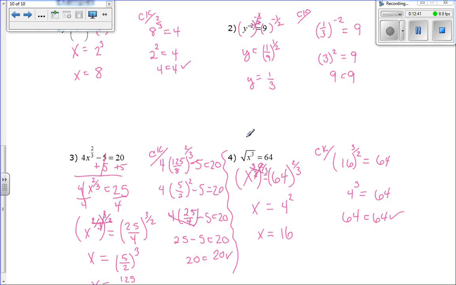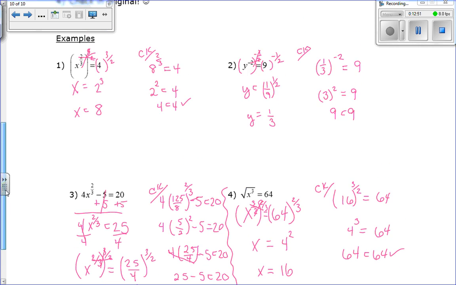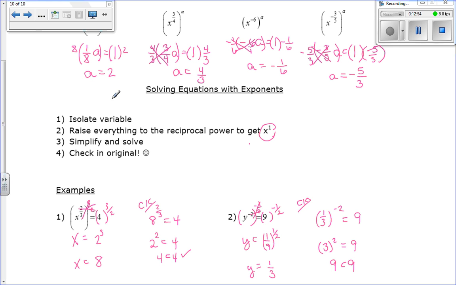These notes are very short today, only 4 examples, and it's pretty straightforward. Remember, we have a couple steps that we need to look at. Let's go back and review our steps. First thing to do is isolate the variable, which means get it alone. Raise everything to the reciprocal power, so you have x, or whatever your variable is, raised to the first power. Then you simplify by dealing with your fractional exponent, and then you solve depending on what your equation looks like. Lastly, you check in the original.